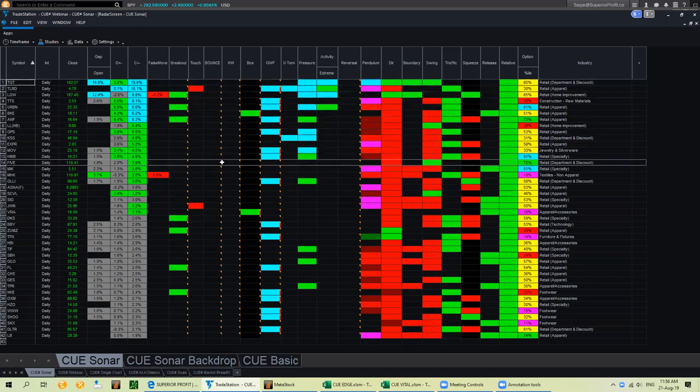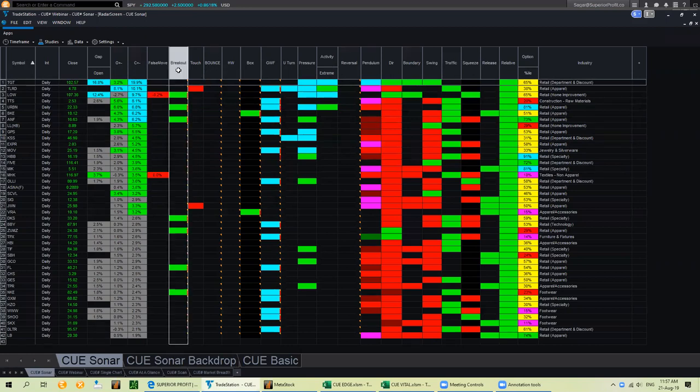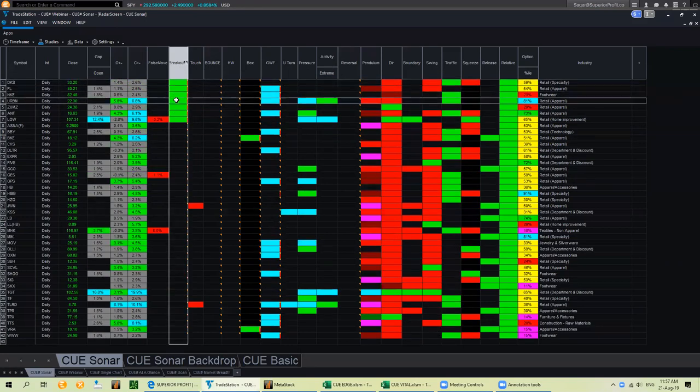Let me do the analysis one by one. Let me look for breakouts. 1, 2, 3, 4, 5. These 7 stocks are breaking out today. Out of them, some are breaking out with a very high percentage, 6% plus. Lowe's is up by 9.7%. And some of them are also giving go with flow, that is possible trend following long trend. And one of them has high pressure here. So let me look at that.